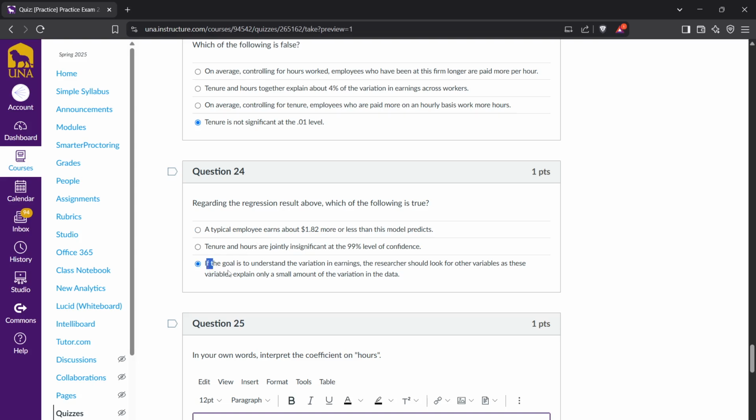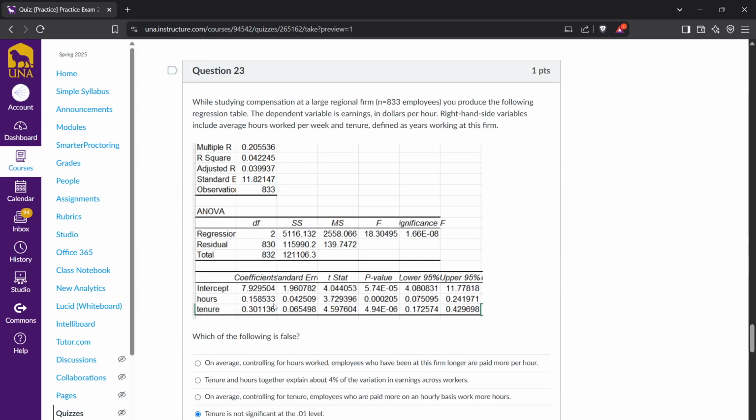And how about the third option? If the goal is to understand the variation in earnings, the researcher should look for other variables, as these variables explain only a small amount of the variation in the data. Hey, that's great. If your goal is to understand why some people are getting paid more and some people are getting paid less, you haven't got much figured out just by running this regression. I did find that people who work more hours get paid more, and people who have more tenure at the company get paid more. And you know what? Both of those make perfect sense.